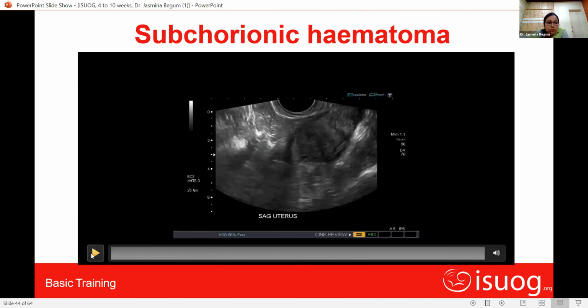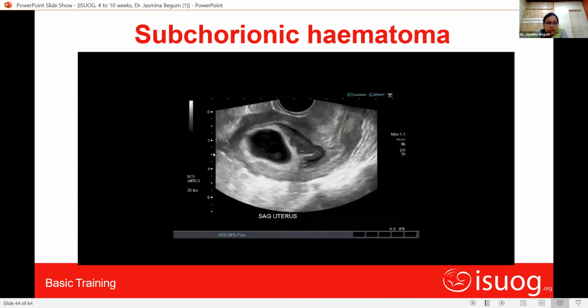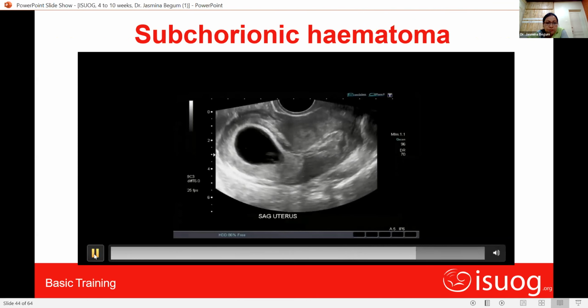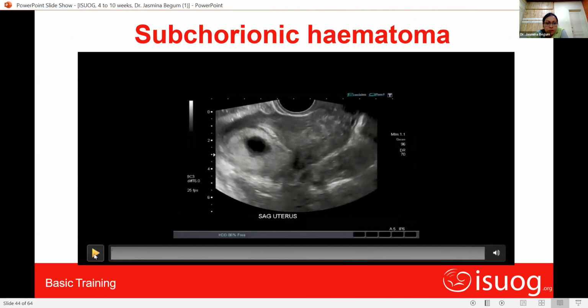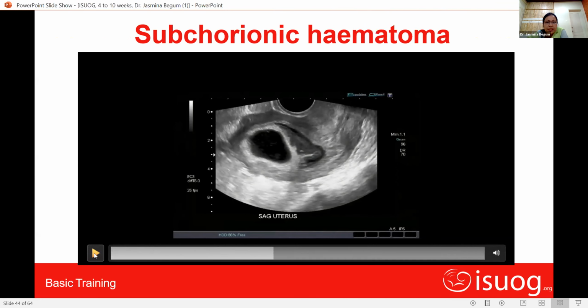So this is a video. You can see how the G-sac is separated from its attachment. You can see this is the G-sac separated from the decidual attachment. There is a hypoechoic crescent-shaped collection. So this is a video showing subchorionic hematoma.